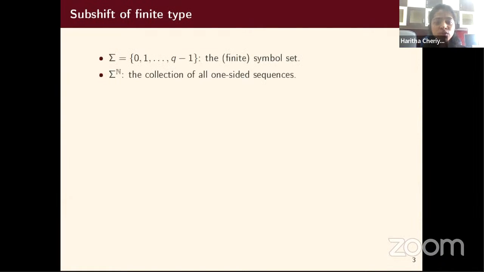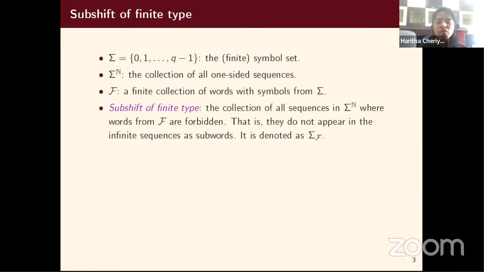So what we do is we look at a finite symbol set 0 to q minus 1, and sigma n is the collection of all one-sided sequences. Then for a finite collection F of words with symbols from sigma, a subshift of finite type is defined to be the collection of all sequences in sigma n where words from F are forbidden. That means they do not appear in the infinite sequences, and it's denoted as sigma F.